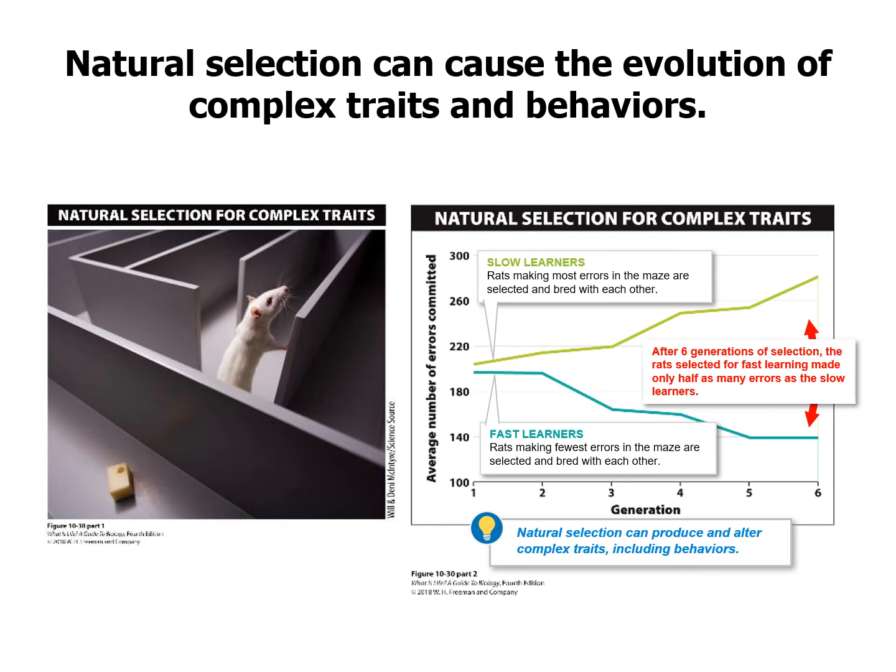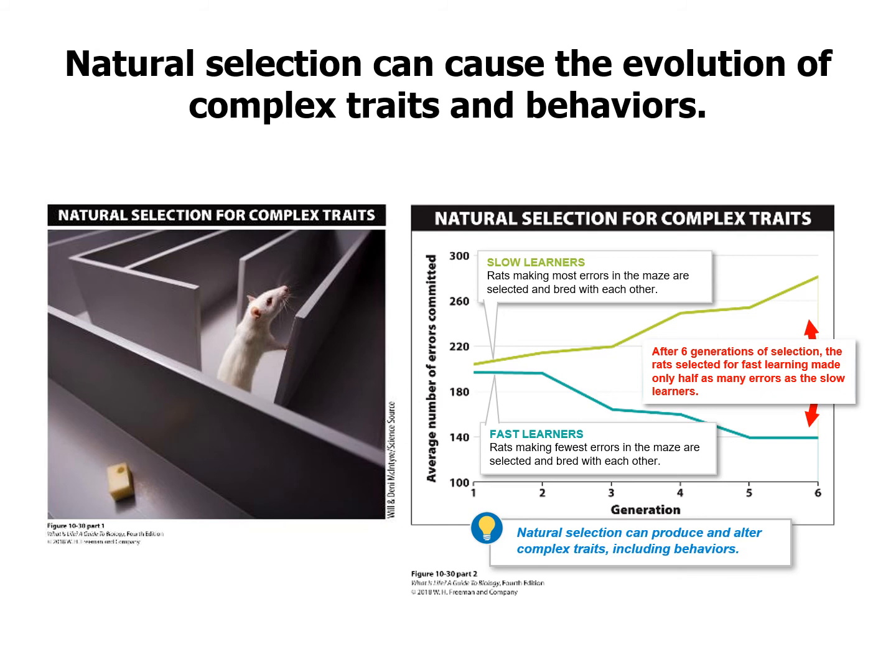As opposed to the fast learners, which made the fewest errors in the maze, were selected to breed with each other, and they basically maxed out, making so few errors in the maze by the 6th generation that it plateaued with how many errors the rats would make. It's really kind of cool that you can select for these types of traits and behaviors, which would be fairly complex and not something that was necessarily physical.